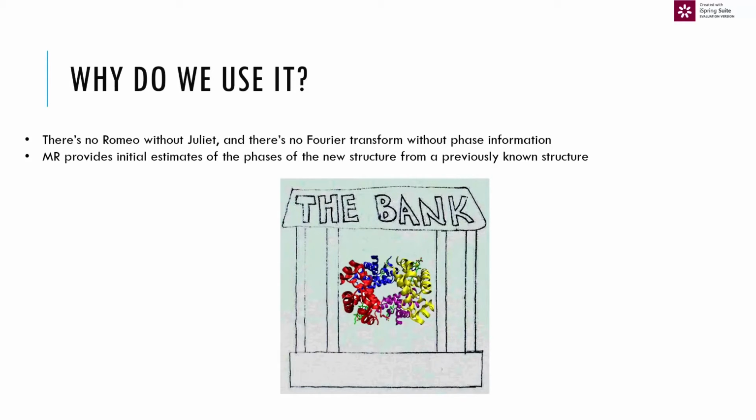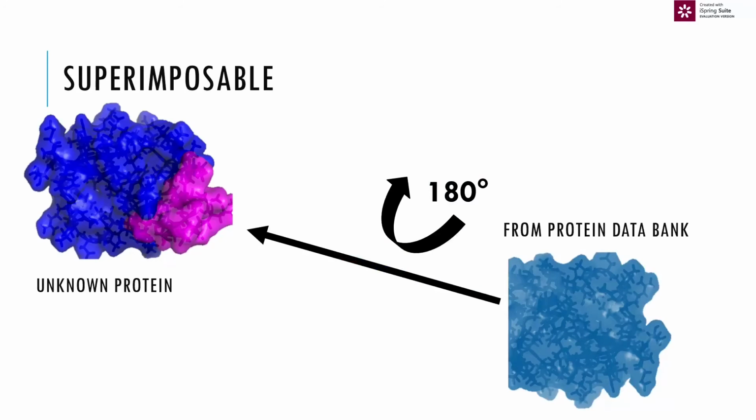Software is used to account for any differences in orientation or crystal structure. The phase data for the known protein is applied to the diffraction data for the unknown. Proteins are refined until the two models become superimposable.